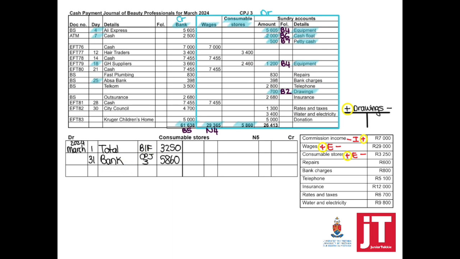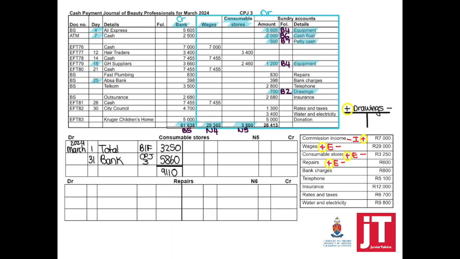So money came off our bank account. Why? Because we purchased consumable stores. There were no other consumable stores. At the end of the month, we can total that. That will be our new total moving into the next month.